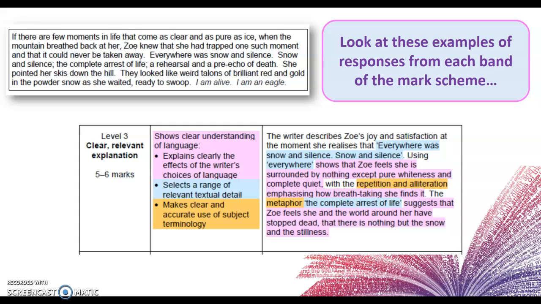So the writer describes Zoe's joy and satisfaction at the moment she realises that everywhere was snow and silence, snow and silence. Using everywhere shows that Zoe feels she is surrounded by nothing except pure whiteness and complete quiet. With the repetition and alliteration, so we've now got terminology being used accurately, emphasising how breathtaking she finds it.